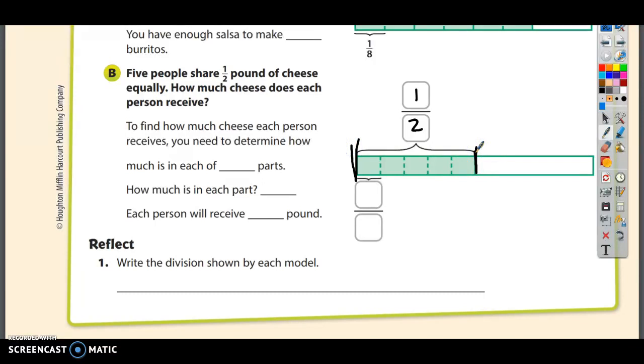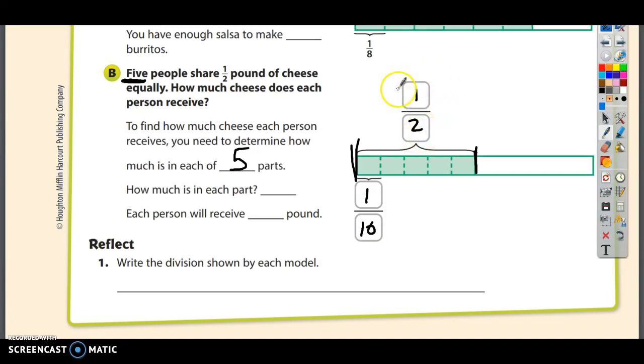To find out how much cheese each person receives, you need to determine how much is in each of 5 parts. It's because we're dividing by this 5 right here comes from this 5 people. How much is in each part? Well, let's go figure that out. What are these sections called right here? Well, they're called tenths.